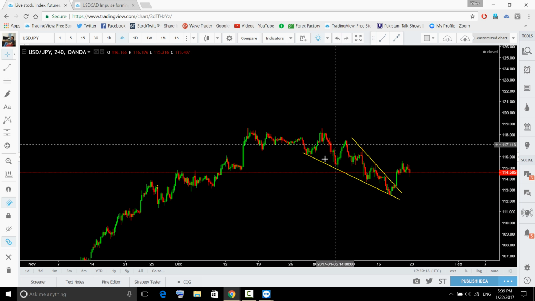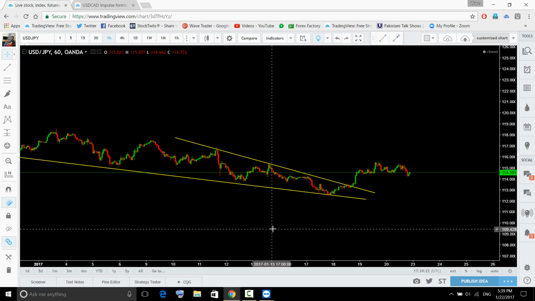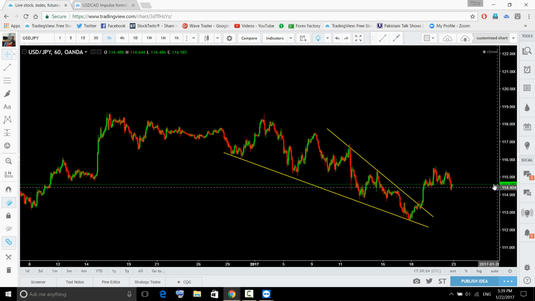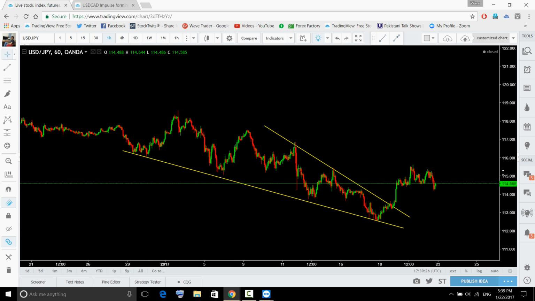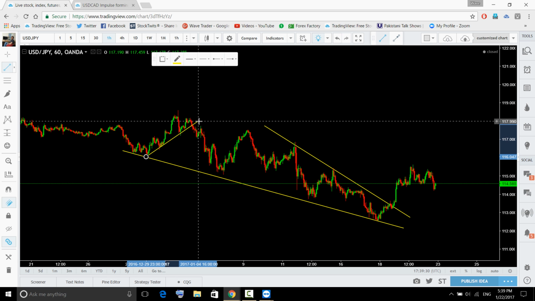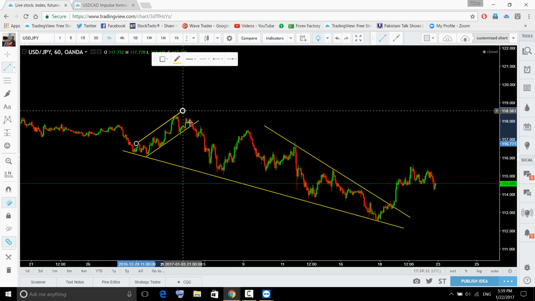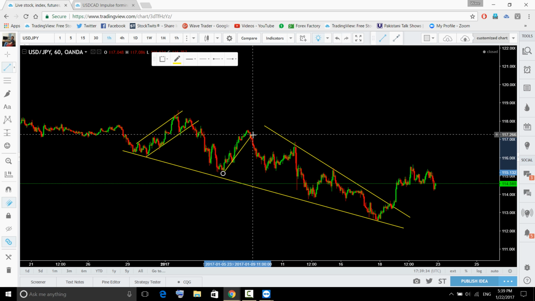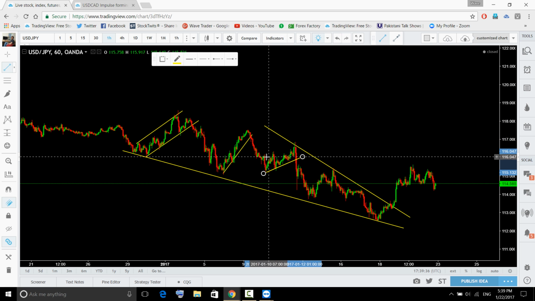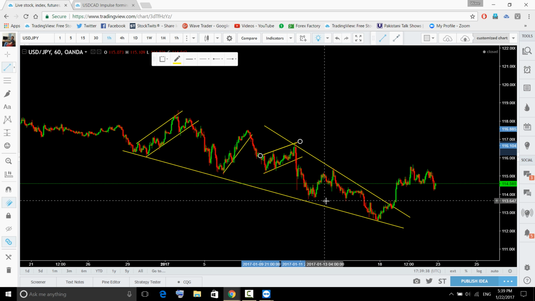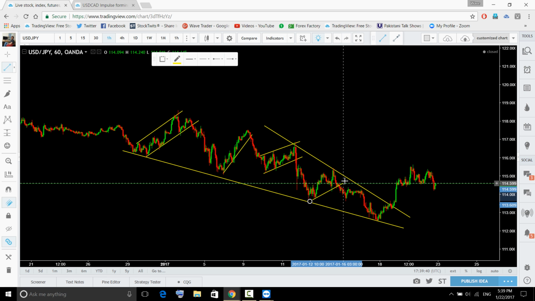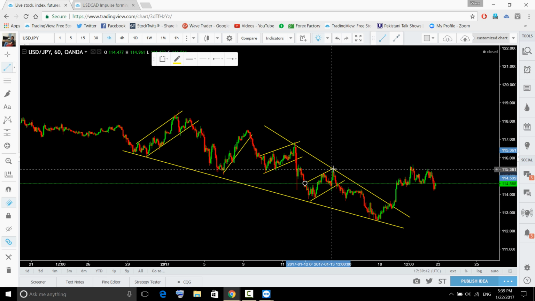There were a couple of trade setups on the lower time frame to the downside. You guys can read those trade setups on the lower time frame. This was a continuation pattern, this was a continuation pattern, this was a continuation pattern, and this was also a continuation pattern to the downside.